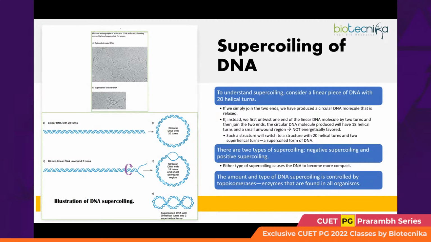Now just to give you an idea about how much supercoiling will condense the structure, you can see this is the electron microscopy. This is how the DNA from a bacterial cell looks when relaxed, a relaxed double-stranded circular DNA. And this is the same DNA when it has been supercoiled. You can see how much less space it occupies when it is supercoiled.